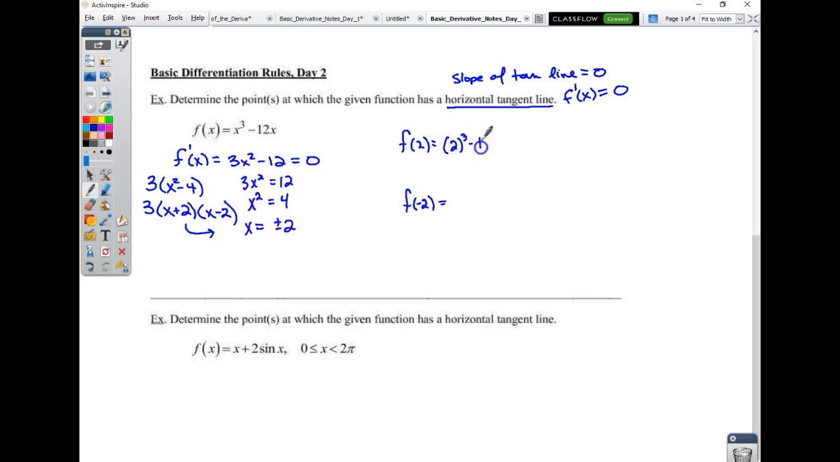So f of 2 is what? 2 cubed minus 12 times 2. And we got negative 2 cubed minus 12 times negative 2. That's what? 8 minus 24? Negative 16. And this is negative 8 plus 24.